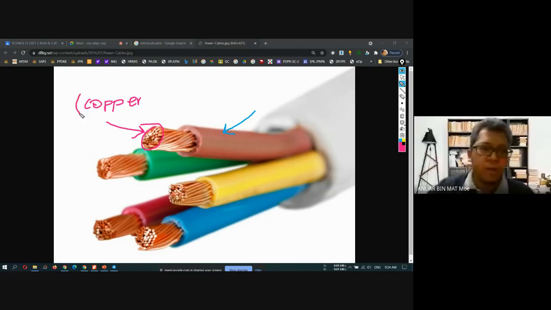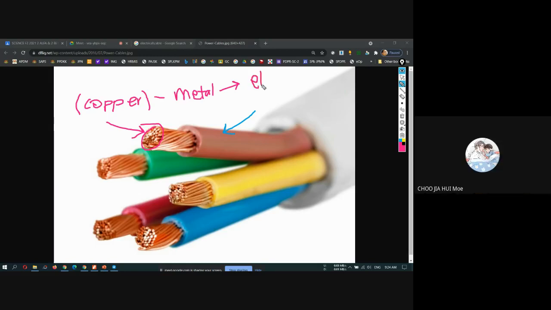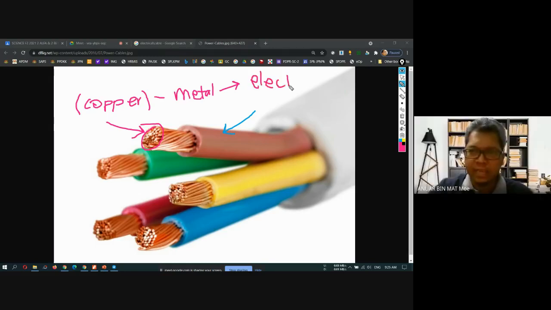Okay, copper is a type of what? A type of metal or non-metal? Copper is metal or non-metal? Yes, it is a type of metal. And one characteristic of metal is, is it a conductor or insulator of electric? Yes, it is an electric conductor.